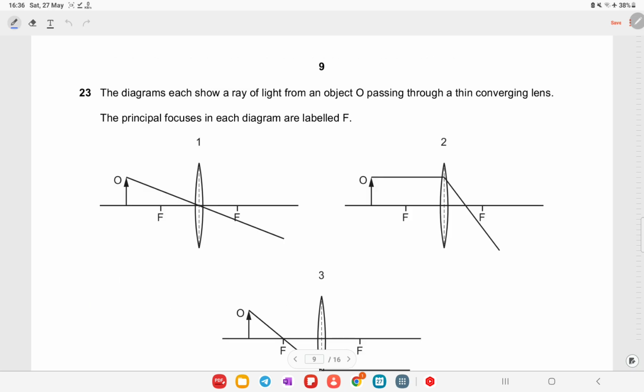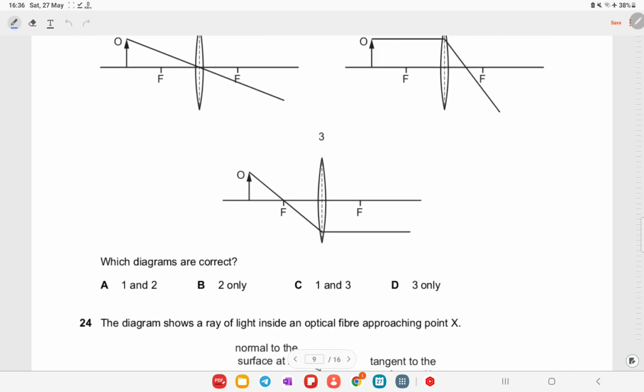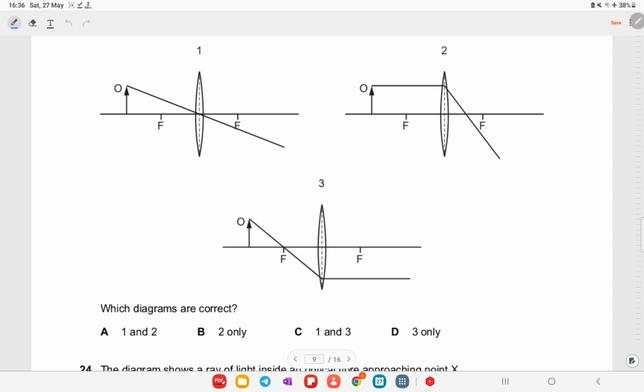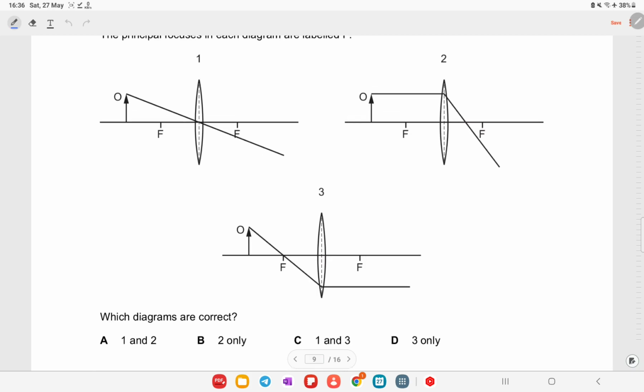The diagrams each show a ray of light from an object O passing through a thin converging lens. The principal focuses in each diagram are labeled, and which diagrams are correct? If you recall the rules for image creation, you can understand this question. This is the optical center. This is rule number 2, which says that if a light ray passes through the optical center, it is not going to refract. And rule number 3, yes, this is rule number 3. So this is not correct.